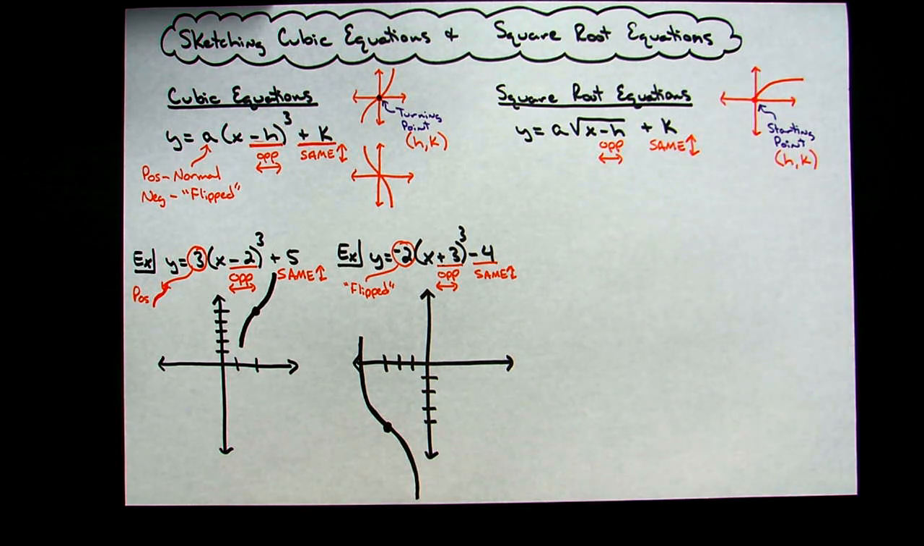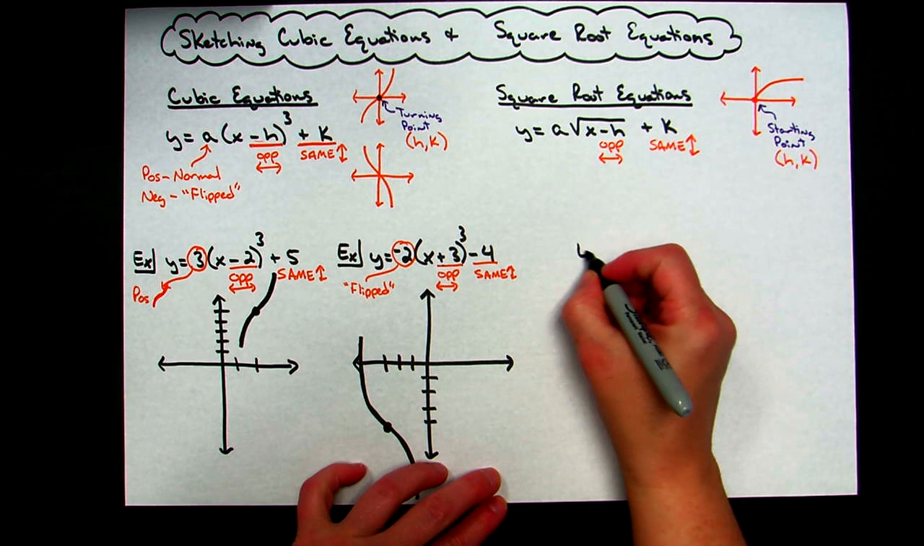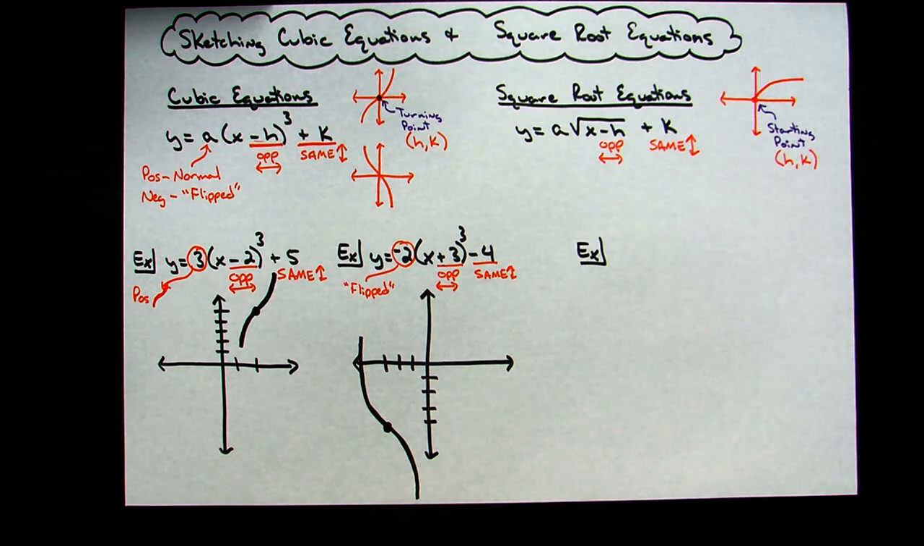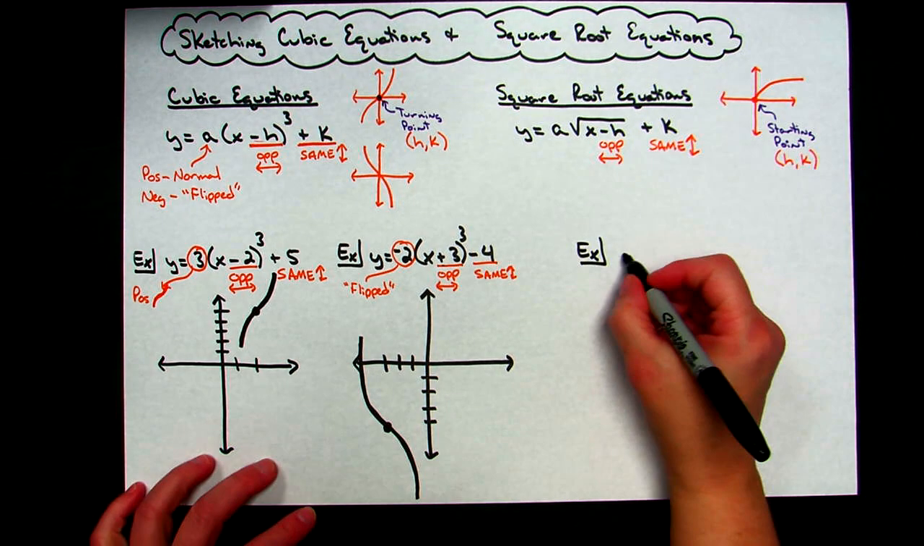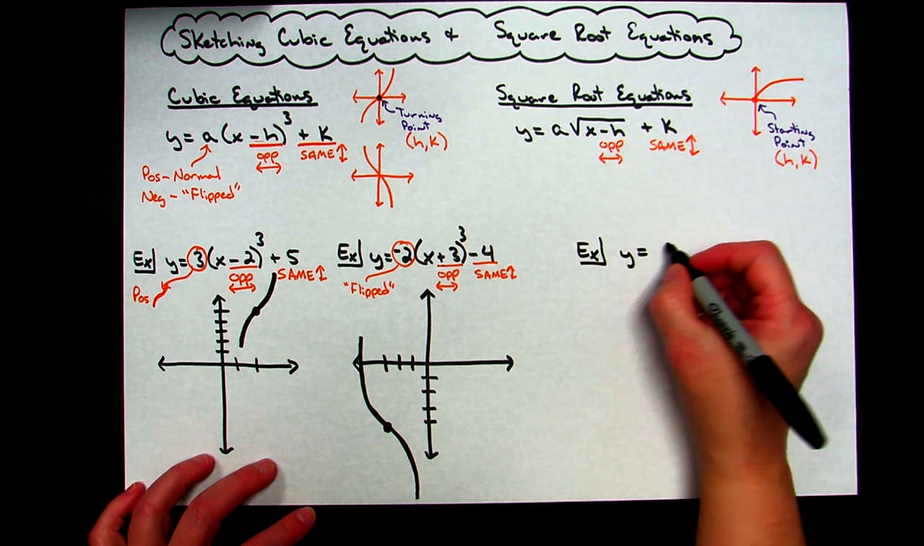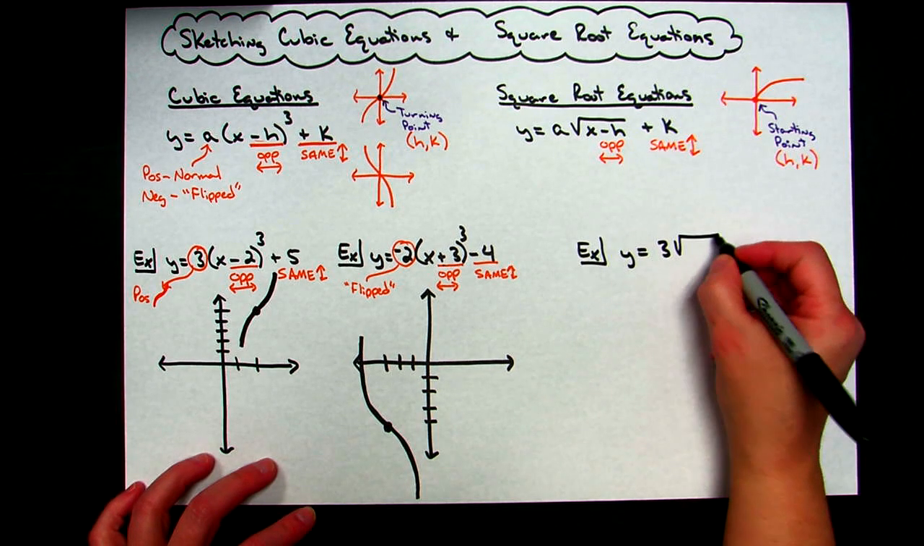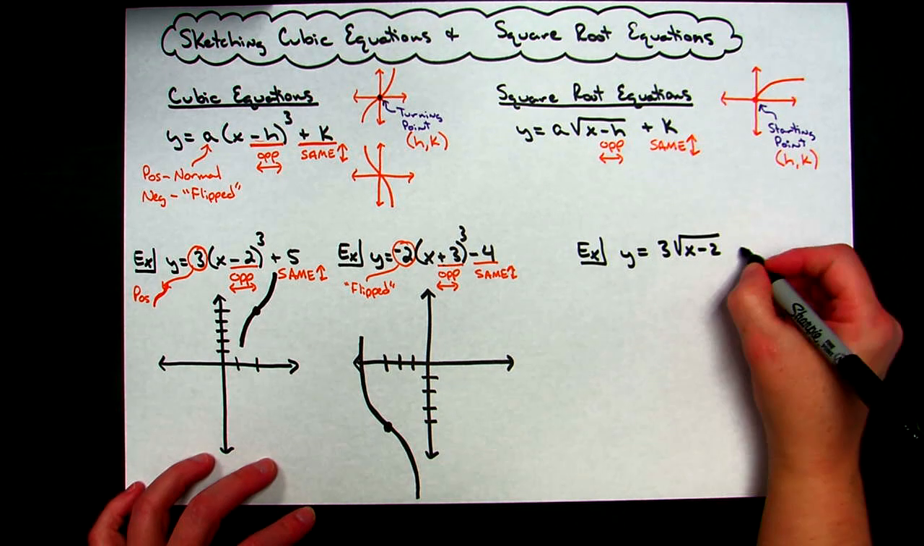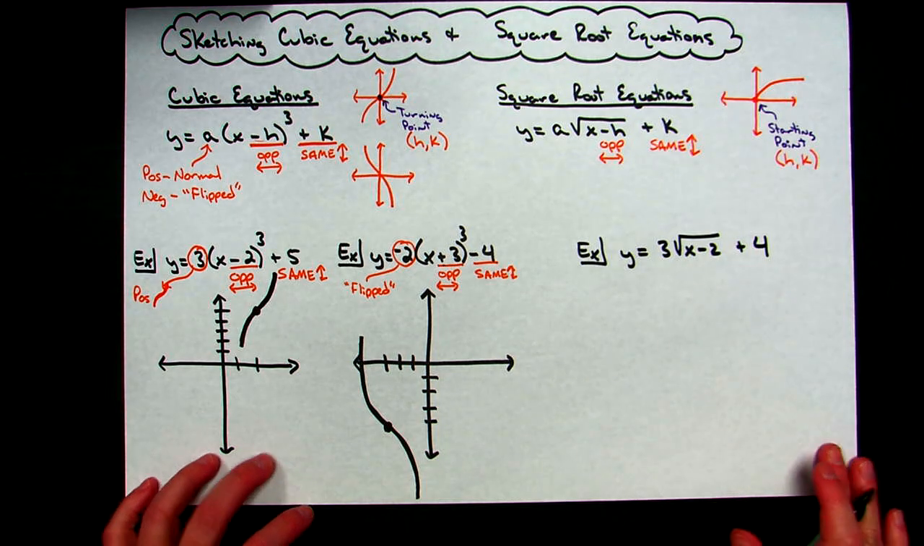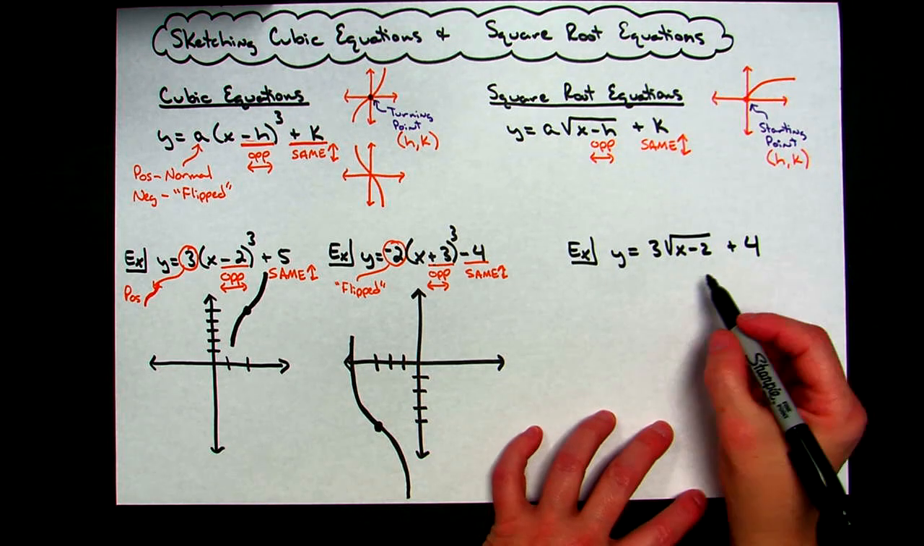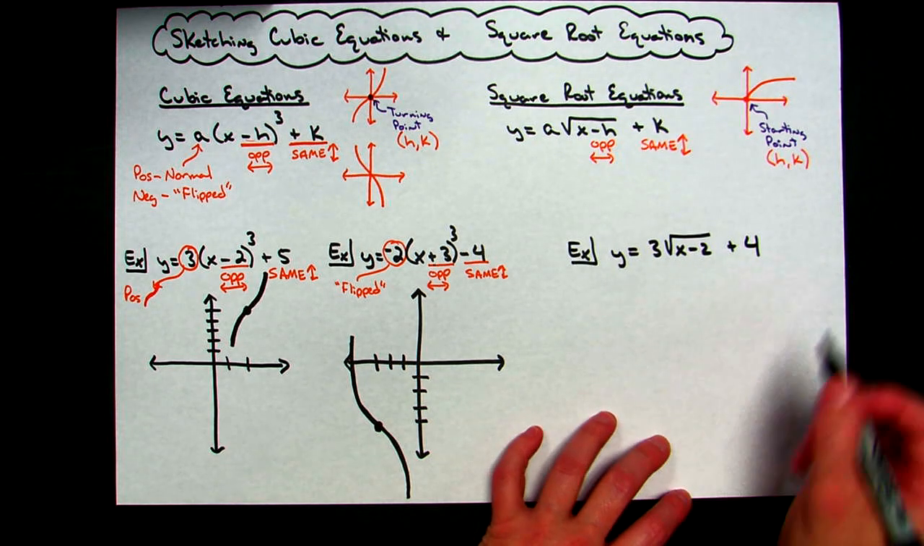All right, now let's just do one example of this, and we'll keep that a positive coefficient for right now. Let's do y equals, say, 3 square root of x minus 2, plus 4. All right, I want to do a rough sketch of this. Not precise, no graph paper. I am just going to do a rough sketch.